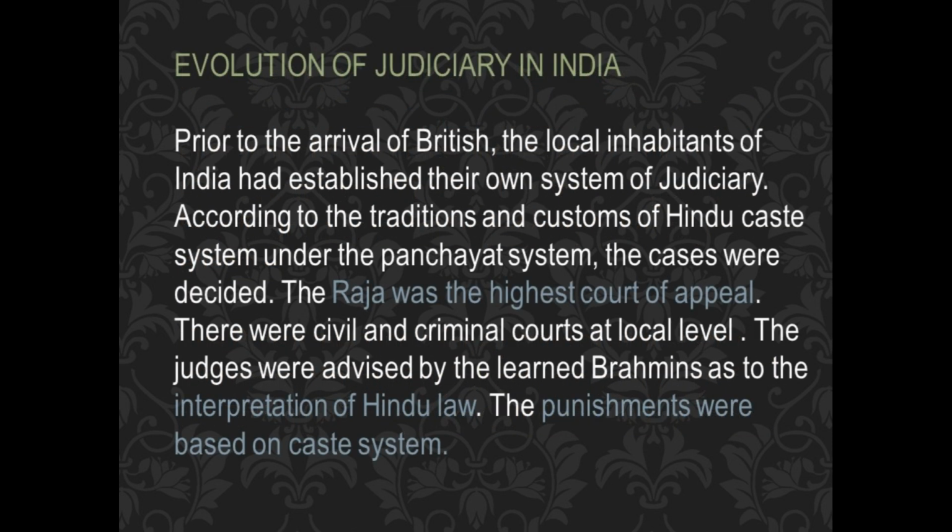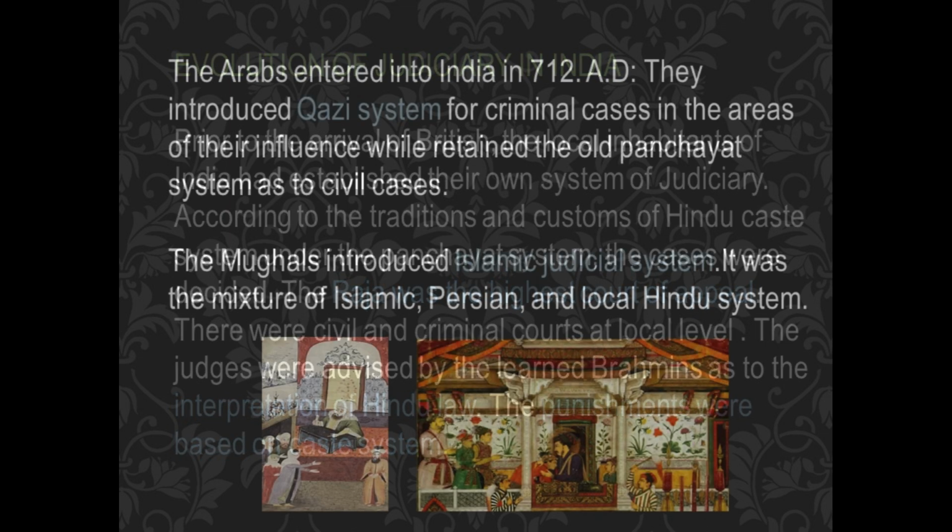Prior to the arrival of the British, the local inhabitants of India had established their own system of judiciary. According to the traditions and customs of the Hindu caste system, cases were decided under the Panchayat system. The Raja was the highest court of appeal. There were civil and criminal courts at the local level. The judges were advised by learned Brahmins on the interpretation of Hindu law. The punishments were based on the caste system.